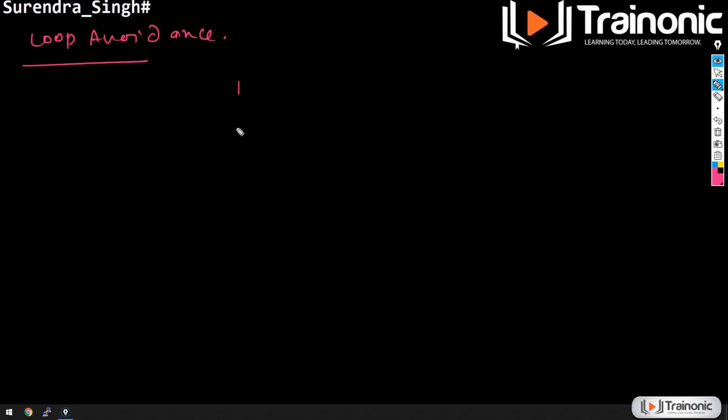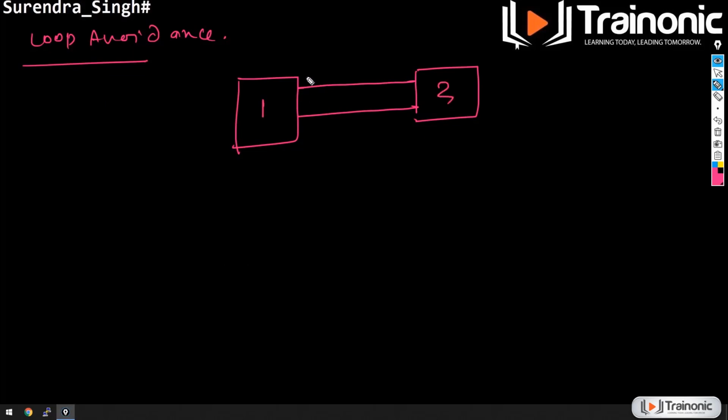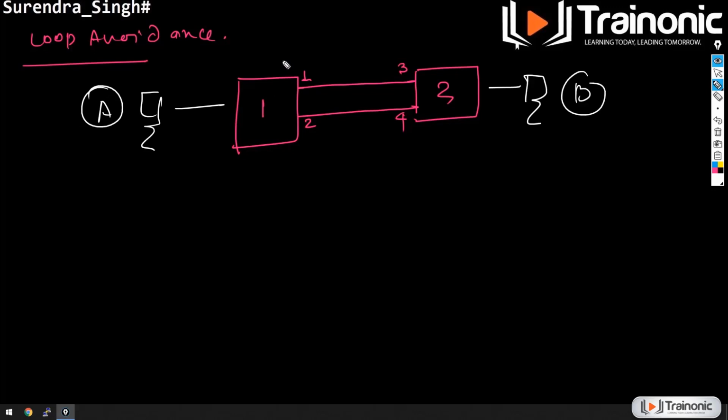Sometimes what happens when we connect two or more switches with redundant cables, like this is switch number 1, this is switch number 2, this is port number 1, port number 2, port number 3, and this is port number 4. So what might happen is that you send the data from device A to device B, the data is sent out of port number 1, it is received on port number 3, and switch 2 decides to send the data back to switch number 1 over the redundant link.